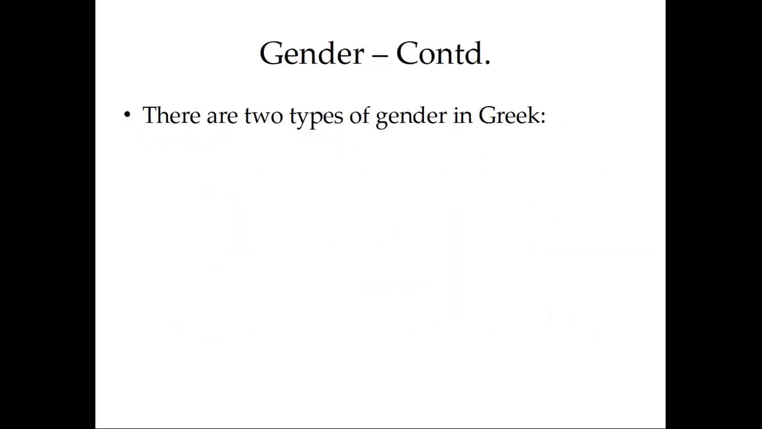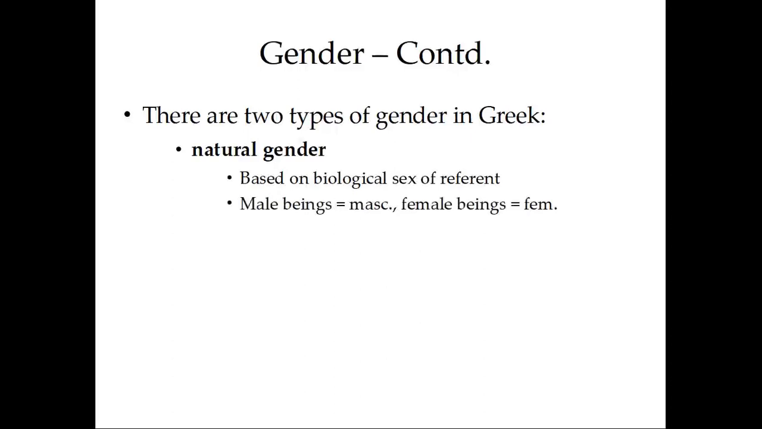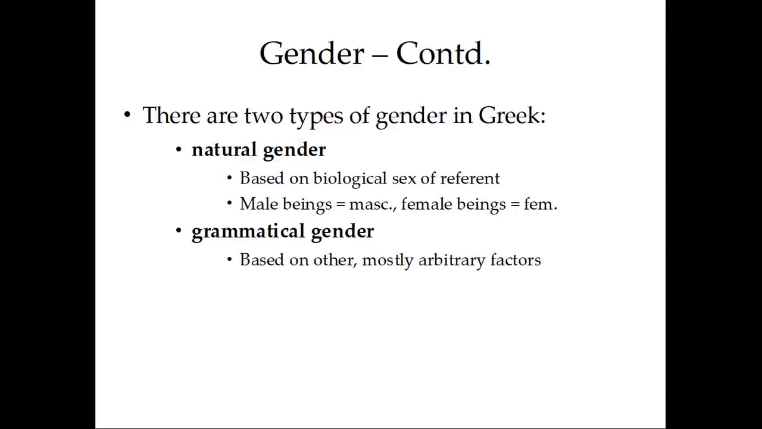There are two types of gender in Greek. So we have the three genders in Greek that we have in English, masculine, feminine, and neuter, but there are really two ways we get those genders in Greek. The first is called natural gender. This is where the biological sex of what you're talking about determines the gender. So male beings are understandably masculine, female beings are understandably feminine in Greek. But we also have grammatical gender. This is based on other mostly arbitrary factors, and it must be learned or deduced.